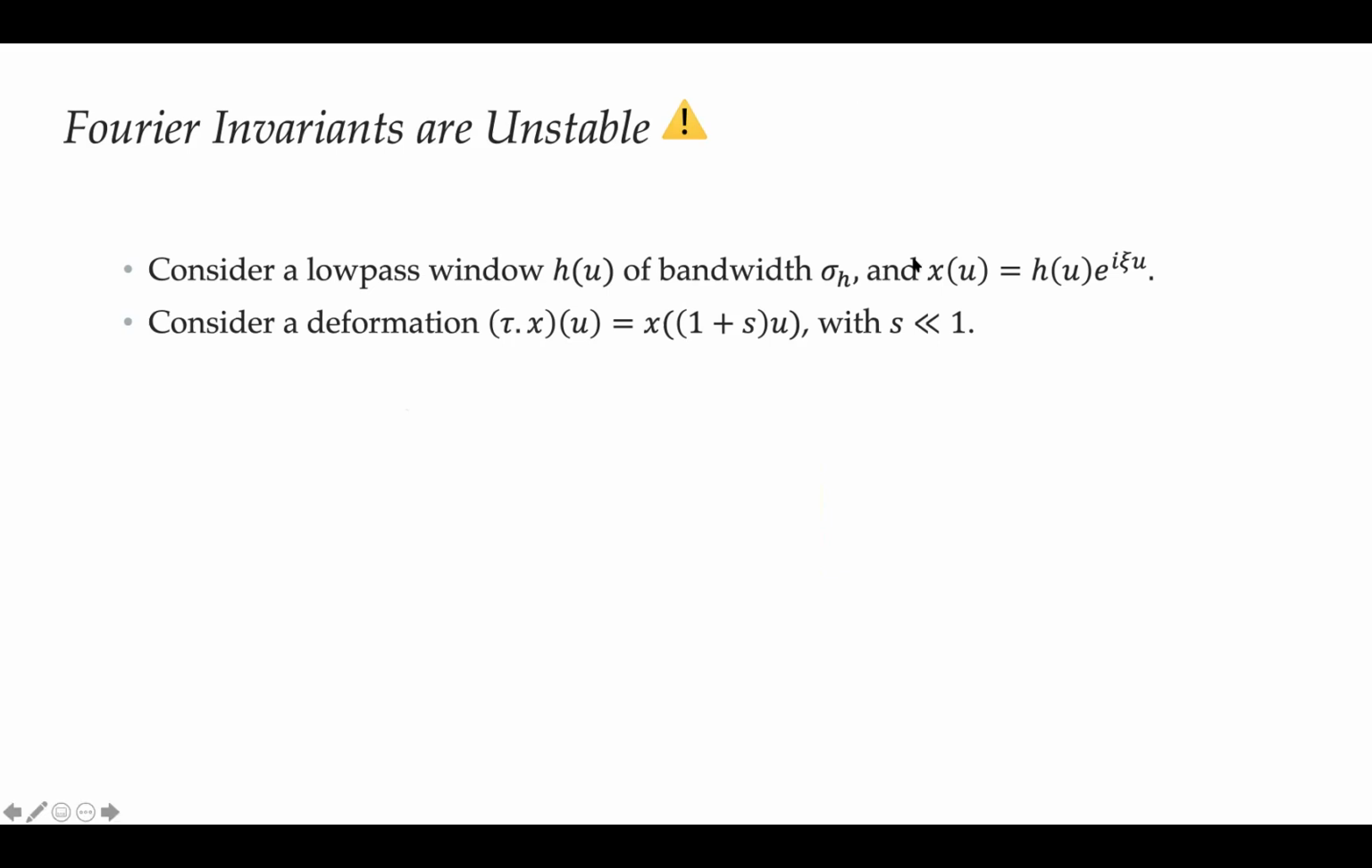Okay, and to do that, we have a small window. This is an example in 1D that considers a low-pass window with a certain bandwidth. And then this is what's called a modulation, right? You take this low-pass window and you multiply it with an oscillating wave. And then you take this function and you try to deform it by slightly stretching the domain. So this is a diffeomorphism that has a certain amount of elasticity. So here it's not a pure translation.